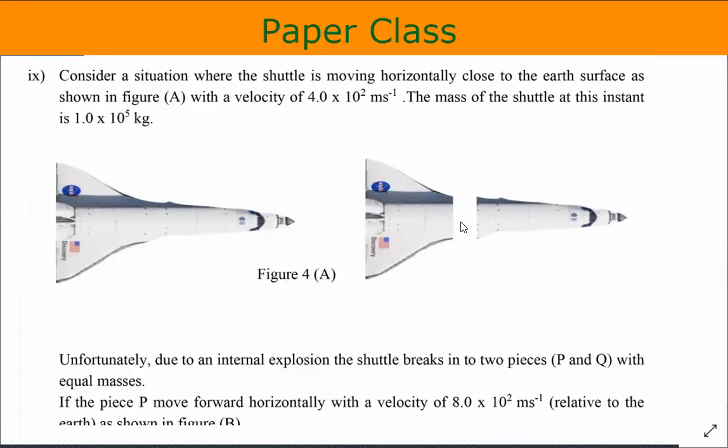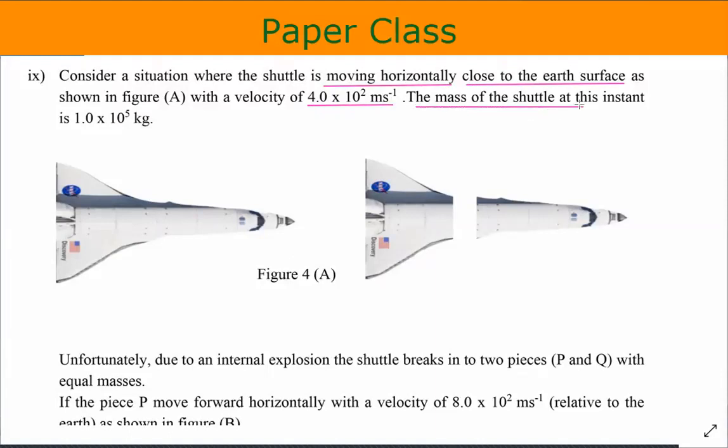Right, Roman number 9. Consider a situation where the shuttle is moving horizontally closer to the Earth. Moving horizontally and closer to the Earth, as shown in the figure, with the velocity of 4 into 10 to the power 2. 10 to the power 2 means 100, so 4 into 10 to the power 2 means 400.